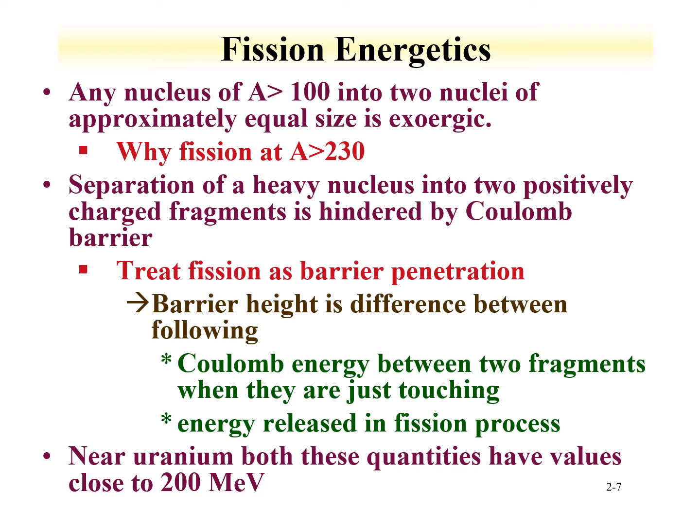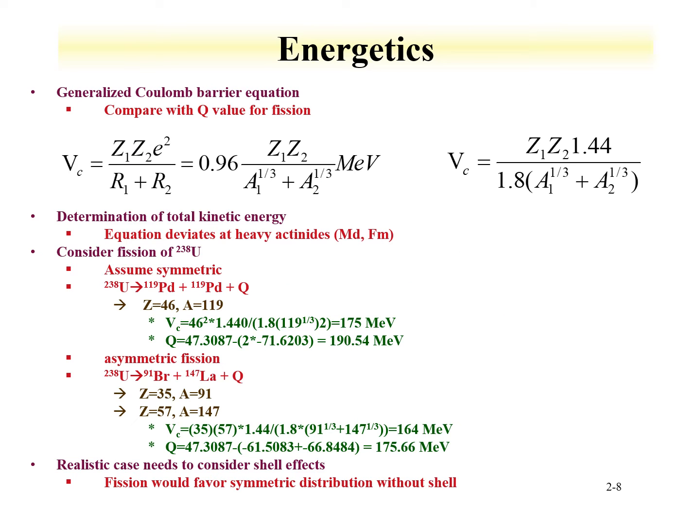It just turns out around uranium, both these quantities have values close to 200 MeV. The Coulomb barrier is close to 200 MeV. Fissioning is close to 200 MeV. And once the fission energy is above the Coulomb barrier, this event can occur. For comparing Coulomb barrier and fission energies, we can use our generalized value for the Coulomb barrier.